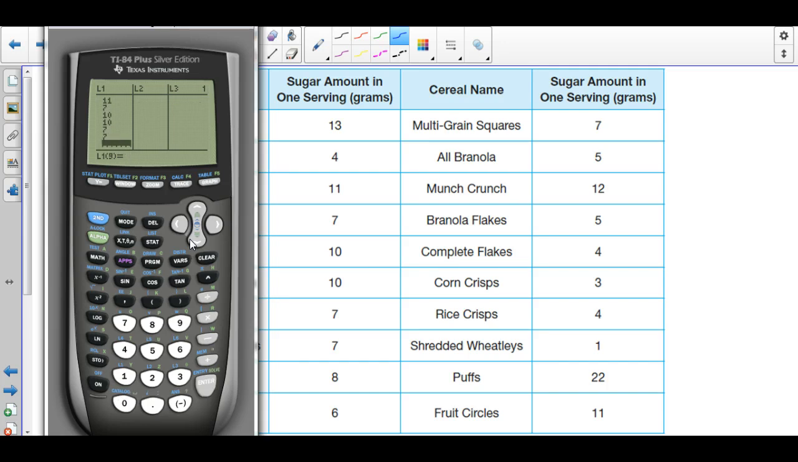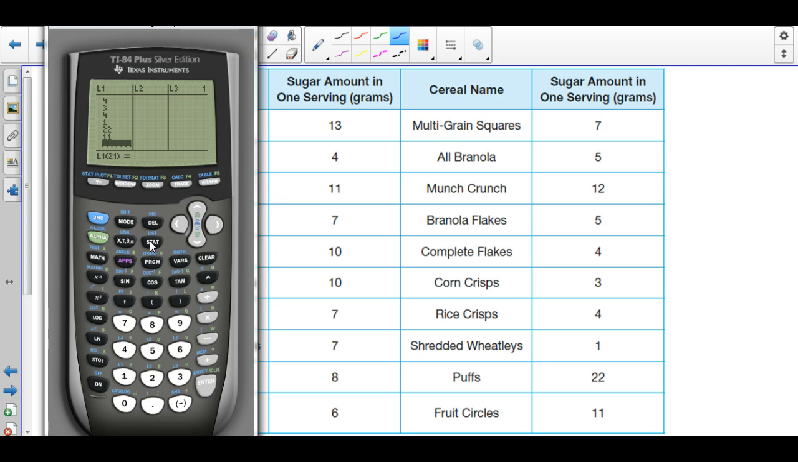In order to get here, we went to Stat and then Edit, which is something we had done before. Okay, so I have 20 data points in here. Notice my cursor says that I'm on my 21st slot, which means I have 20 numbers above me. So all my 20 data points are in.